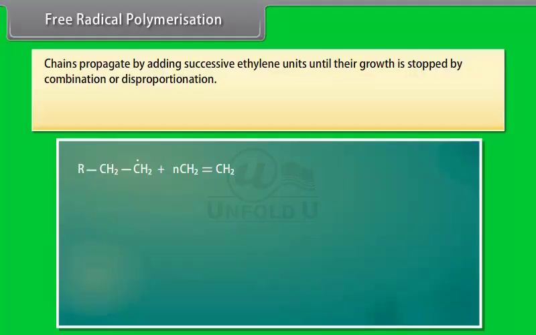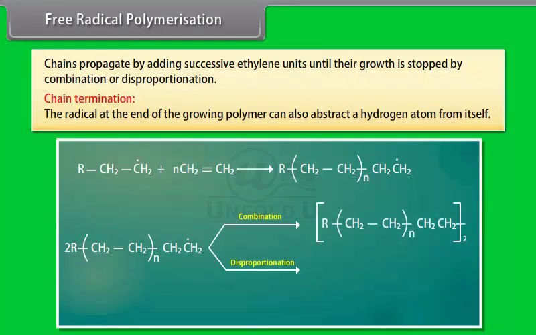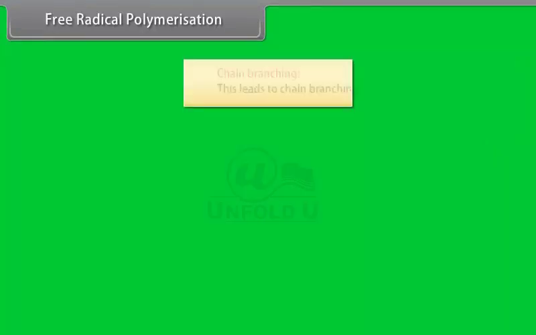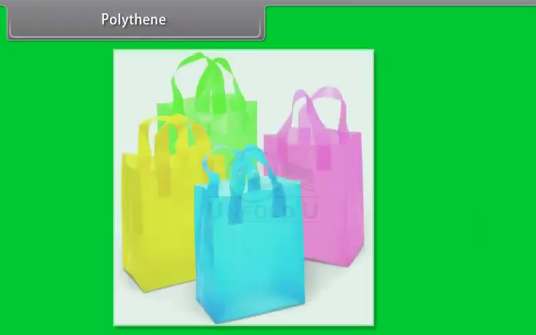Chains propagate by adding successive ethylene units until their growth is stopped by combination or disproportionation. Chain termination: the radical at the end of the growing polymer can also abstract a hydrogen atom from itself. Chain branching: this leads to chain branching.